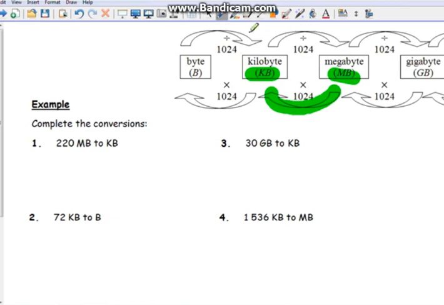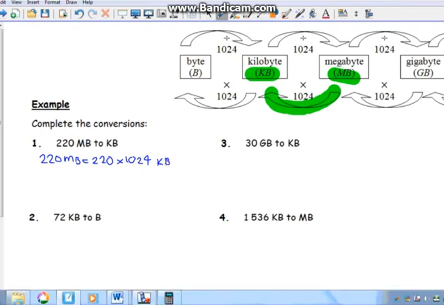That would be going against the arrow. So we can see here megabytes to kilobytes. We're going to start with 220 megabytes, and we're going to convert that to kilobytes. So what we need to do is follow that arrow, which is multiplying by 1024 to get us to kilobytes.